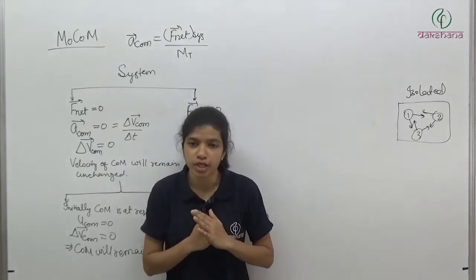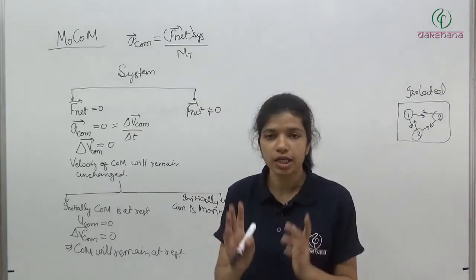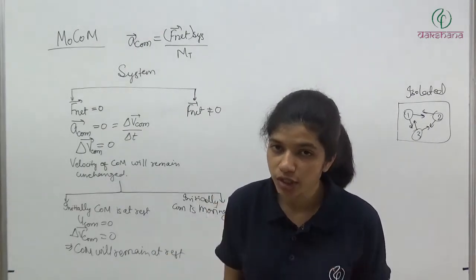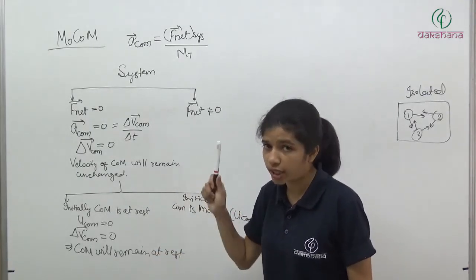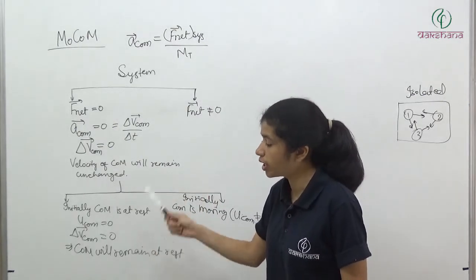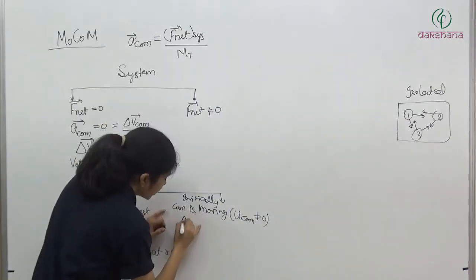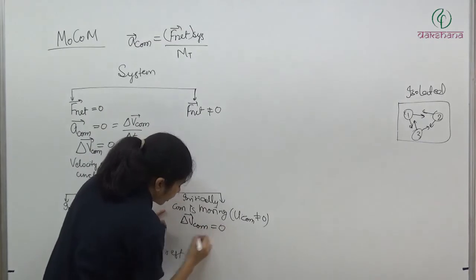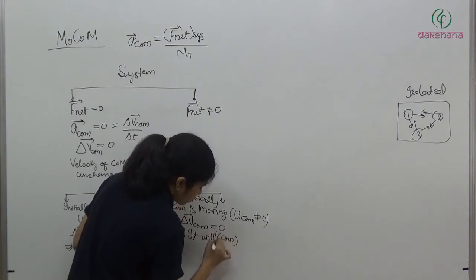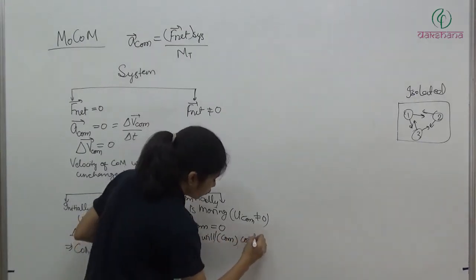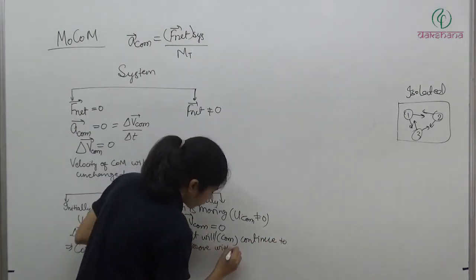So if initial velocity of center of mass was 0, it is going to remain that constant value, because acceleration of center of mass is 0, so velocity of center of mass cannot change. In this case, it is going to remain at rest, because it was initially at rest, its velocity cannot change. So its velocity is going to be 0, it is going to remain at rest. In this case, it will continue to move with the same velocity. Delta V of center of mass is 0. That's why the center of mass will continue to move with the same velocity.